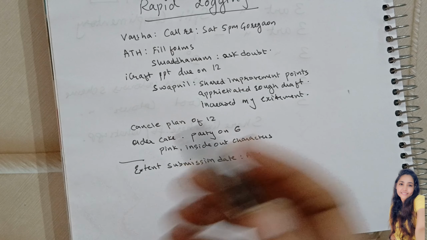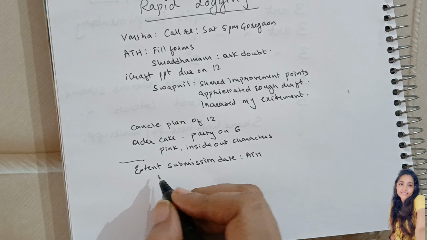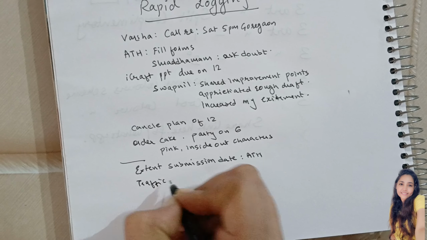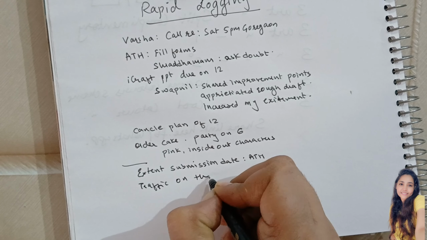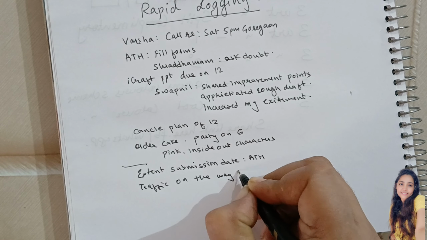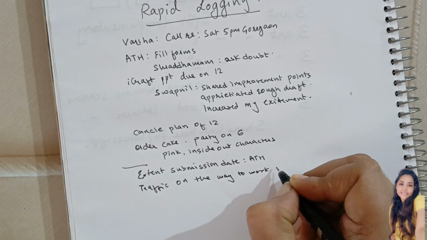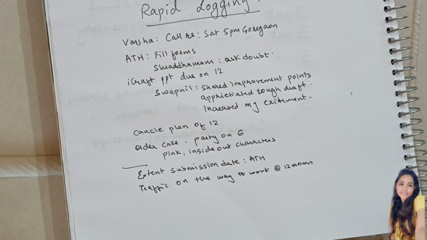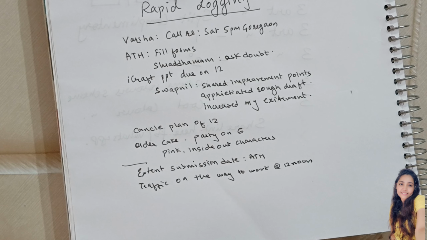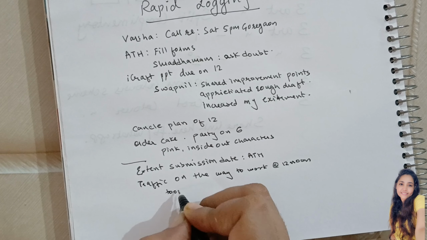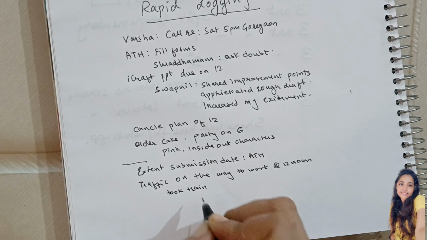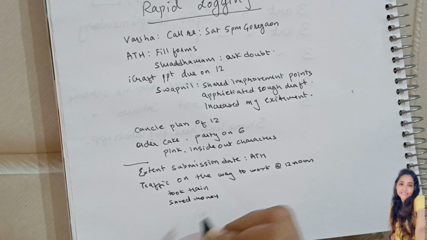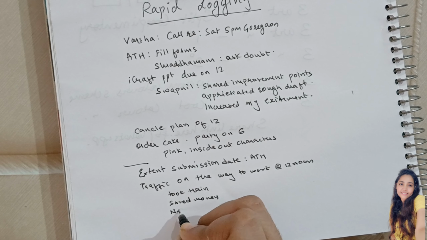Fine. So what will I do? I will just simply write it down: traffic on the way to work at 12 noon. Okay, so I know that at that particular time we had traffic. Fine. Took train, saved money, new shop.